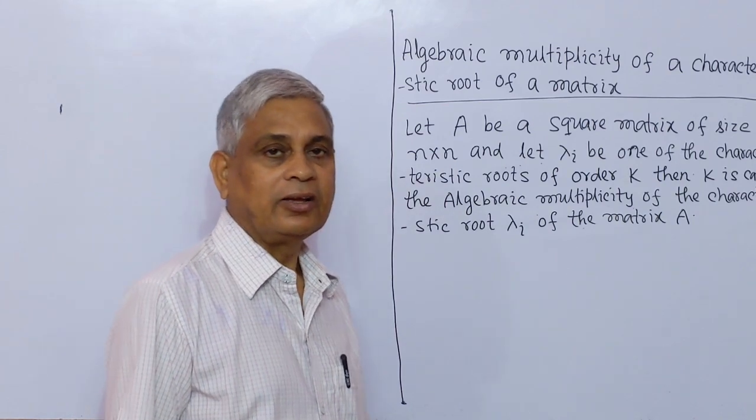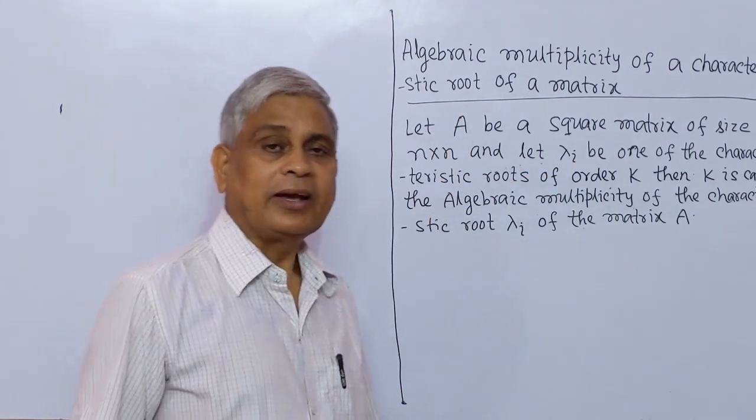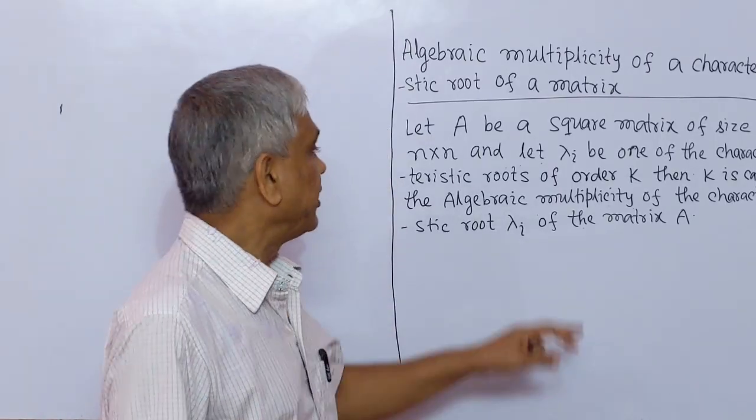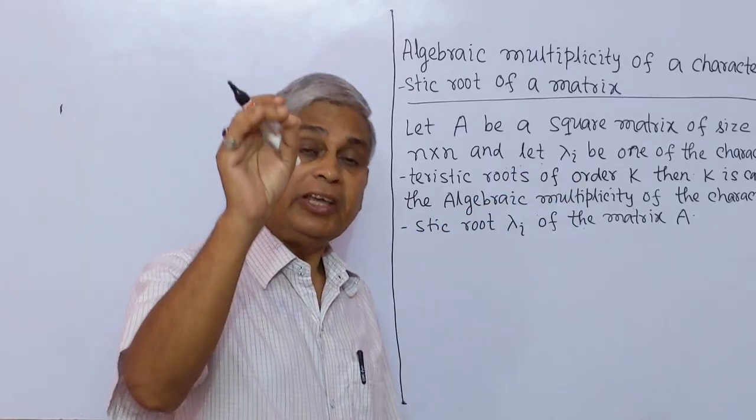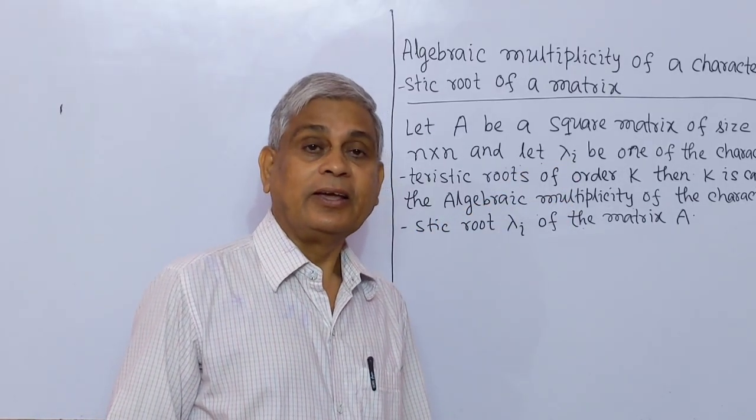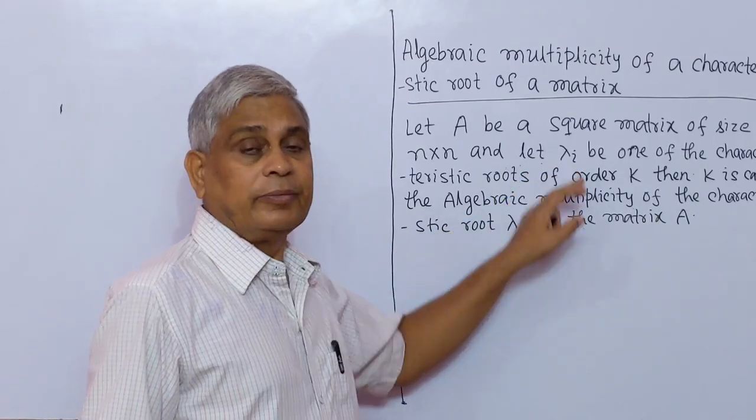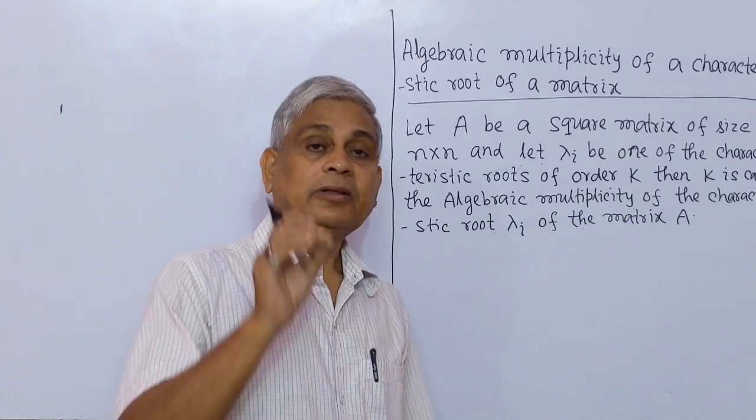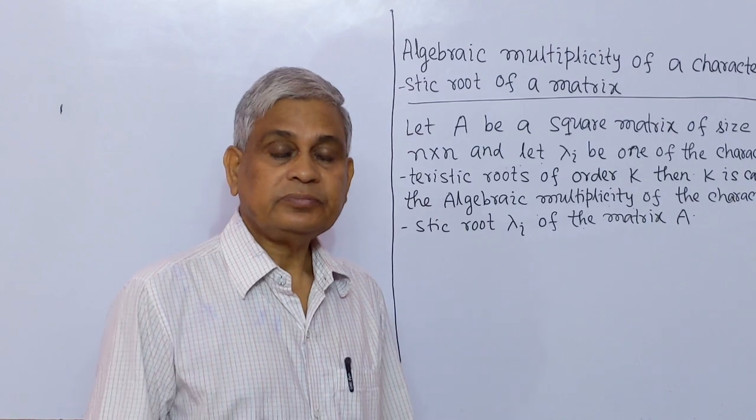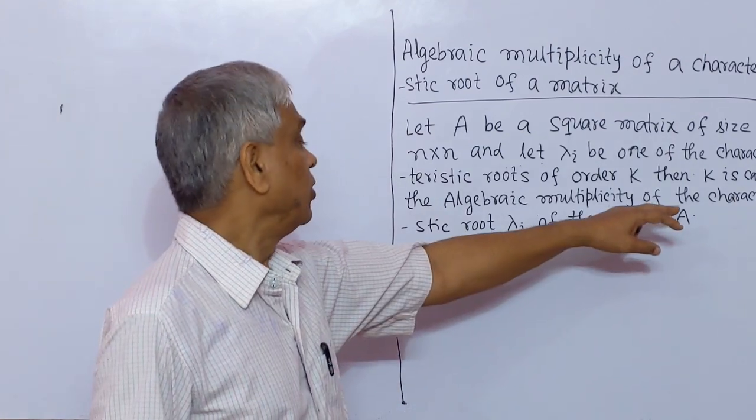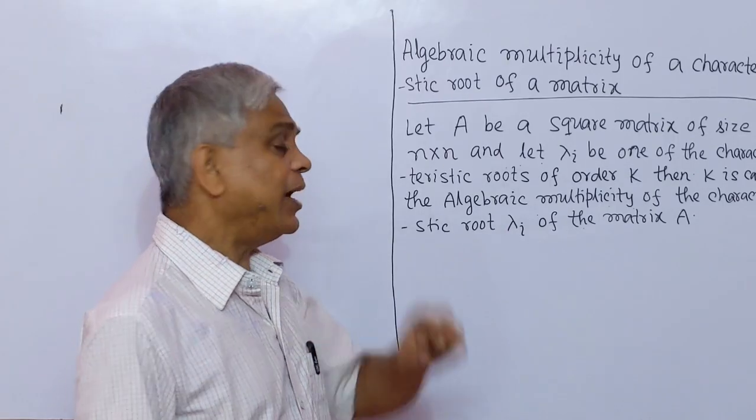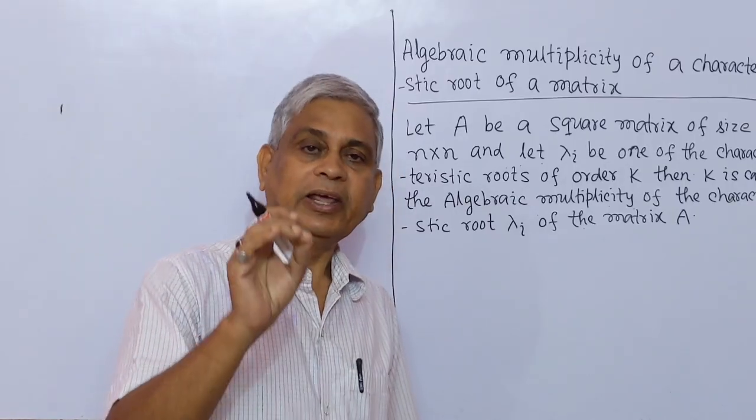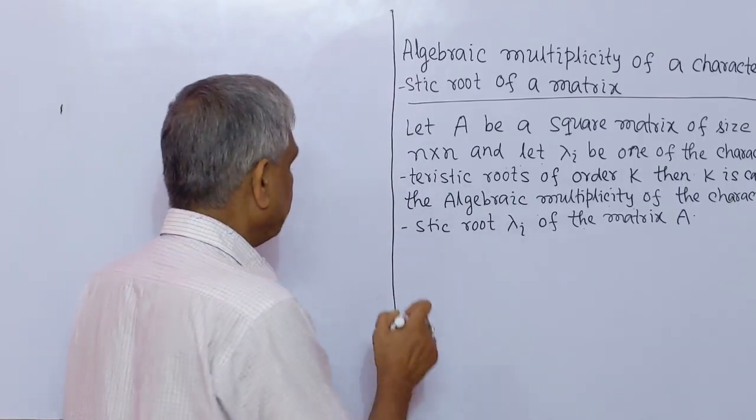Here we see that there may be many characteristic roots of square matrix A, and we have assumed that lambda i is one of these characteristic roots of the matrix A. If the characteristic root lambda i is repeated k times, then k is called the algebraic multiplicity of the characteristic root lambda i of the matrix A. By an example, I would like to clear this concept. Example.